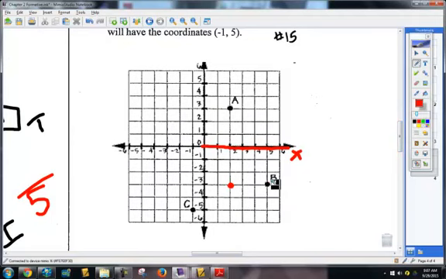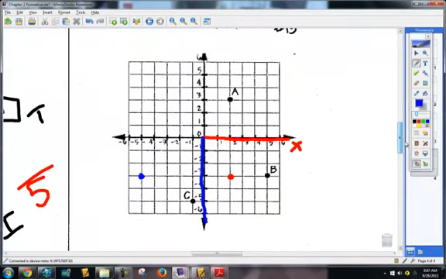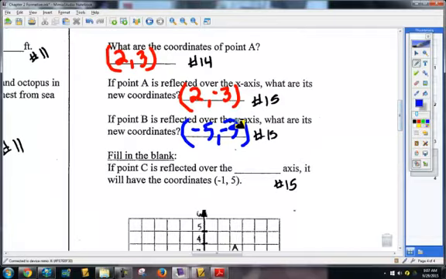B is going to be reflected over the y-axis. So I'll do it in a different color. It's going to be reflected over this. How far away is it from the y? 5. It's going to remain 5. Wait, is this 5? I don't like how this is written. Okay, and there we go. That's going to be -5, -3. Sorry, -3. My bad.